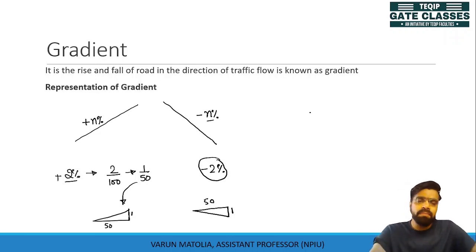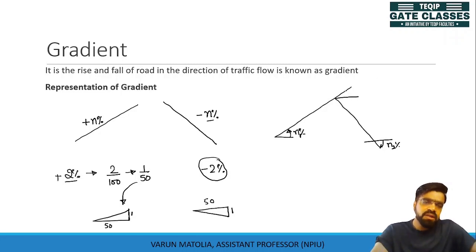Whenever we have a combination of gradients, like a rising gradient meeting with another falling gradient, if this slope is n1% and this slope here is n2%, then this will be our deviation angle.